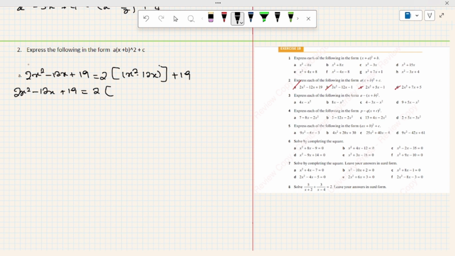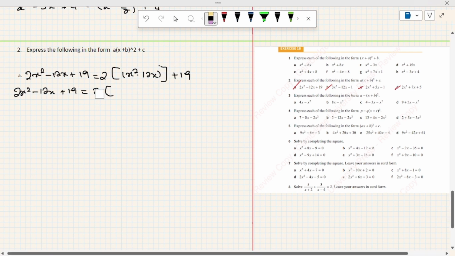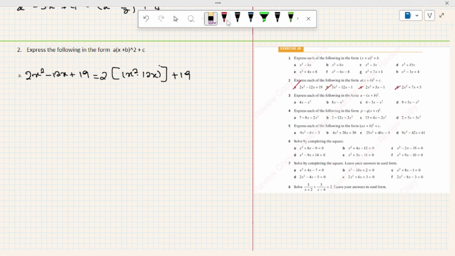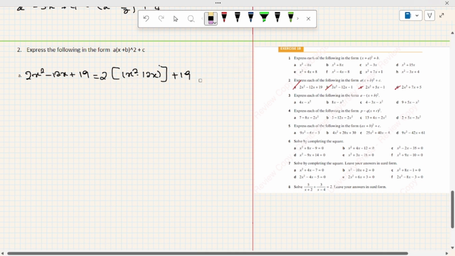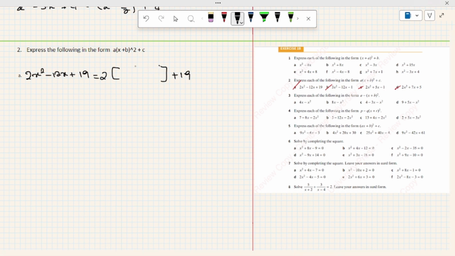No, I'm lying, guys. If you take 2 outside, you're left with 6 here, not 12. So this is going to be x squared minus 6x.